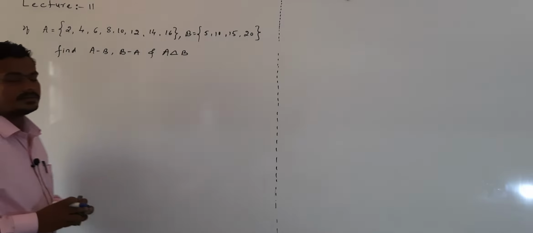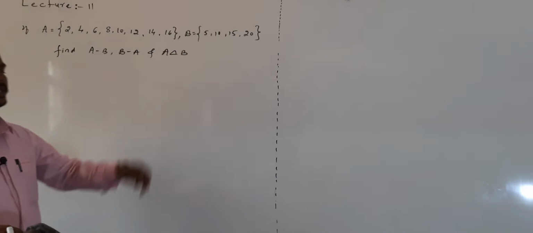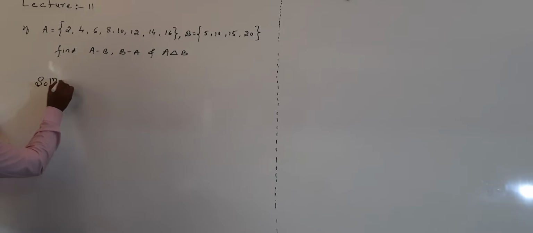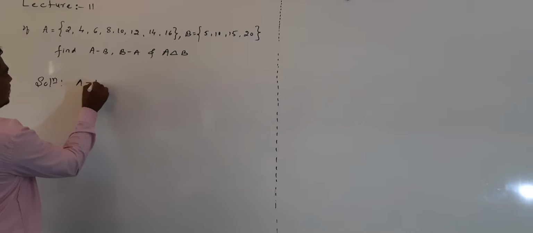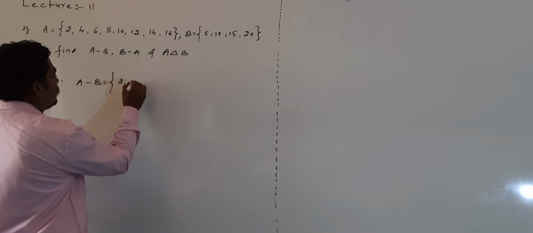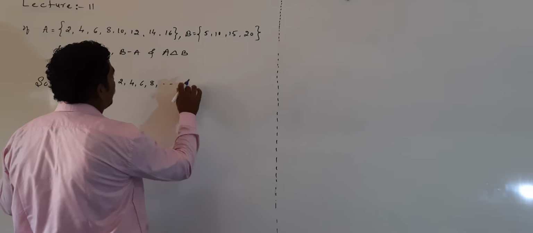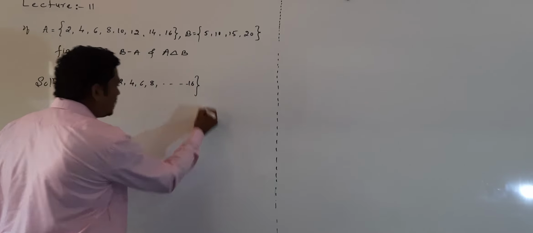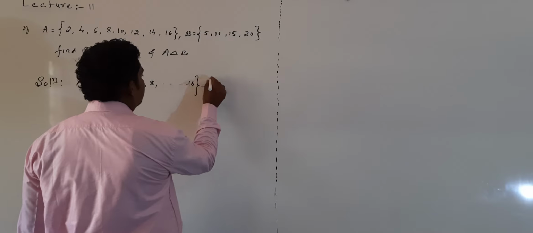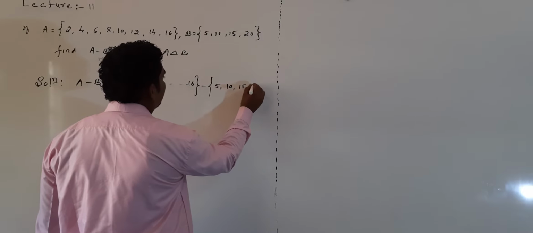Set A and set B are given. We need to find A minus B, B minus A and symmetric difference of A and B. First one, A minus B. A minus B means A but not B. 2, 4, 6, 8, 10 and so on, last element 16, minus set B: 5, 10, 15 and 20.